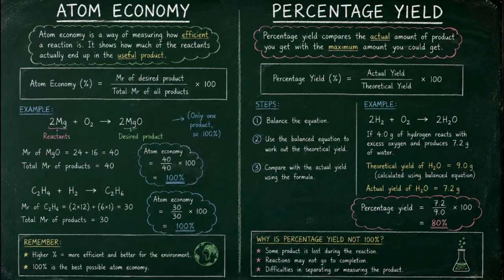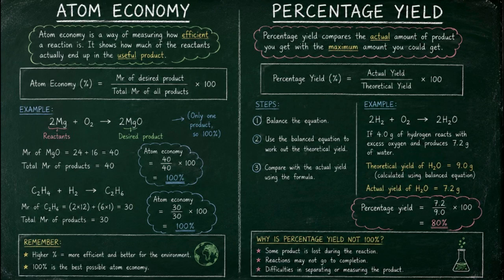Finally, we have atom economy and percentage yield, 2 ways to measure how efficient a reaction is. Atom economy shows what percentage of the reactant's mass ends up in the desired product. The higher the better for the environment. It's calculated as Mr of desired product divided by total Mr of all products, times 100. In many addition reactions, you can get 100% atom economy.